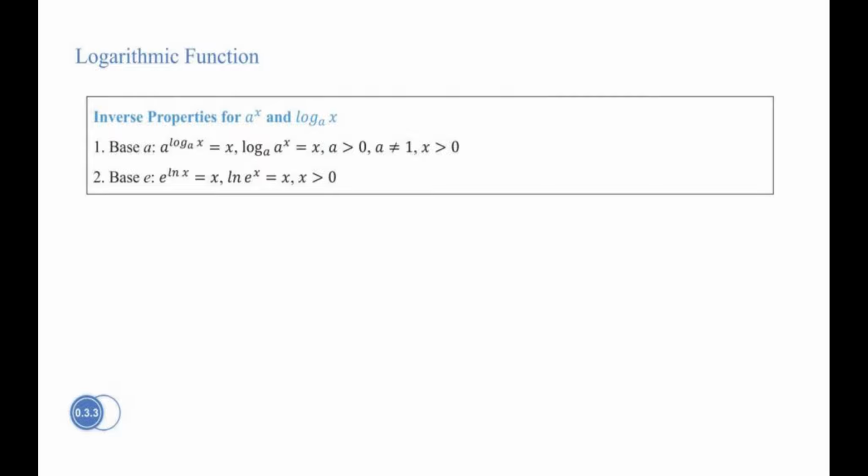The same idea works with base e. We have e to the power of ln x equals x, and ln of e to the power of x equals x. So the key idea is simple. Exponential functions and logarithmic functions undo each other. This is why logs are so important when solving exponential equations.